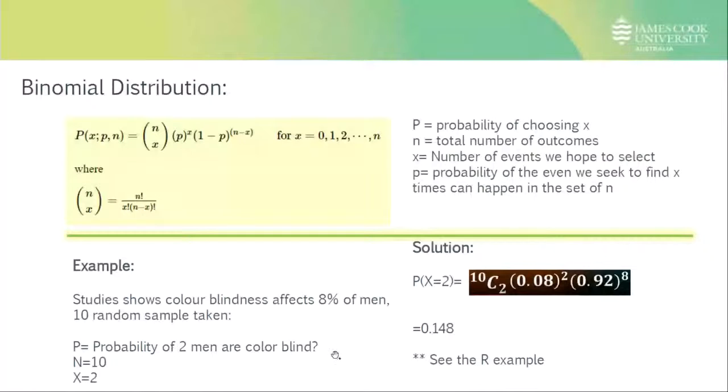0.148. At least two people are colorblind from your selected random sample. But this one, I will show in R, is very easy to code, and it needs only one line of code in R to understand this kind of problem.